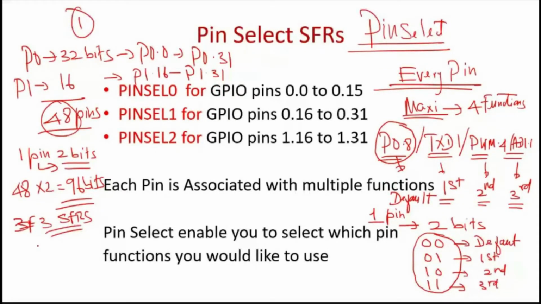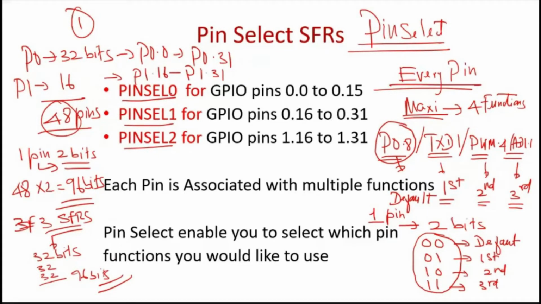What are the 3 SFRs? Pin select 0, pin select 1, and pin select 2. Each SFR gives you 32 bits. So 32, 64, 96. Each gives you 32, 32, 32. Totally you end up getting 96 bits.